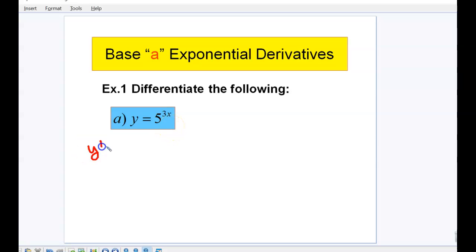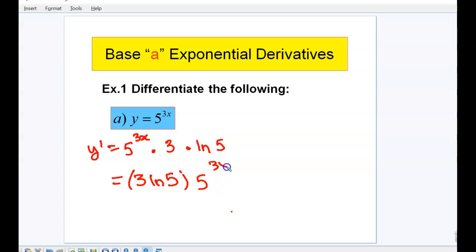So when we take the derivative of an exponential function, it's always itself times the derivative of the exponent times the natural logarithm of whatever the base is. And that would be your final answer. You cannot multiply the 3 and the 5 here to get 15 to the 3x. That's your final answer. Now, some books might write 3 ln 5 out front, and then 5 to the 3x, and the brackets might just show you that that's just a coefficient out front of this exponential function.